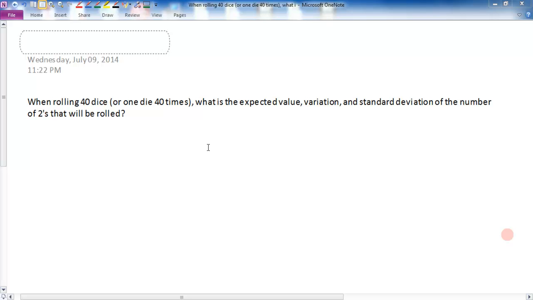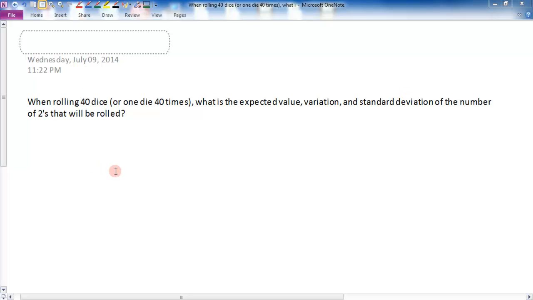So the last piece we need to cover here on variation, standard deviation, all that would be this type of problem. And you see here it says when rolling 40 dice, we could think of it as rolling 40 different dice simultaneously, or one die 40 times. Same problem. What is the expected value, variation, and standard deviation of the number of twos that will be rolled? All right, I just picked twos just so I had something to talk about. You could really pick anything.